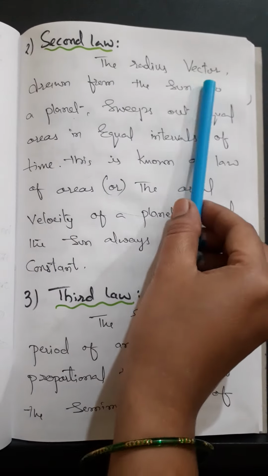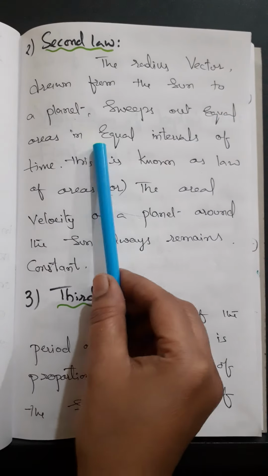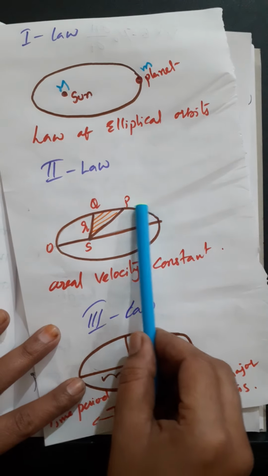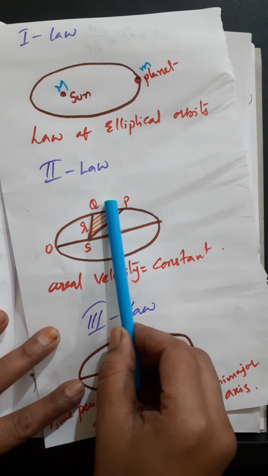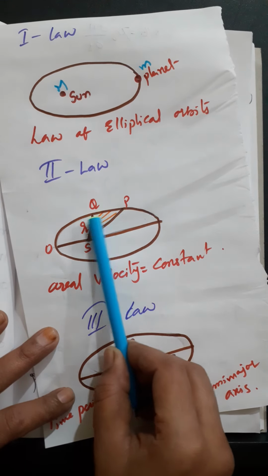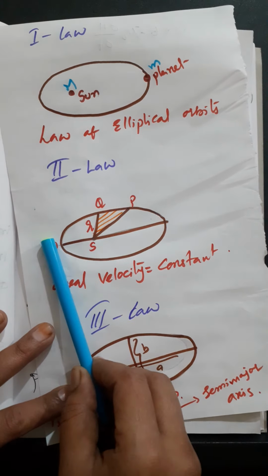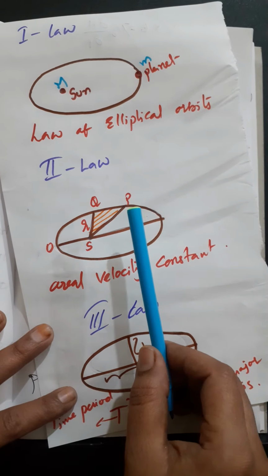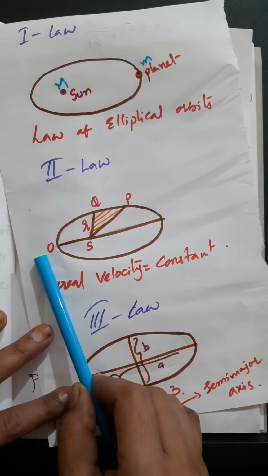So this is the first law, and the second law is: the radius vector drawn from the sun to a planet sweeps out equal areas in equal intervals of time. This is known as the law of areas. Suppose a planet moves from P to Q in dt seconds, and then from Q to O in dt seconds. The area swept in the two cases will be the same, that is, equal areas are swept out by the planet in equal intervals of time.